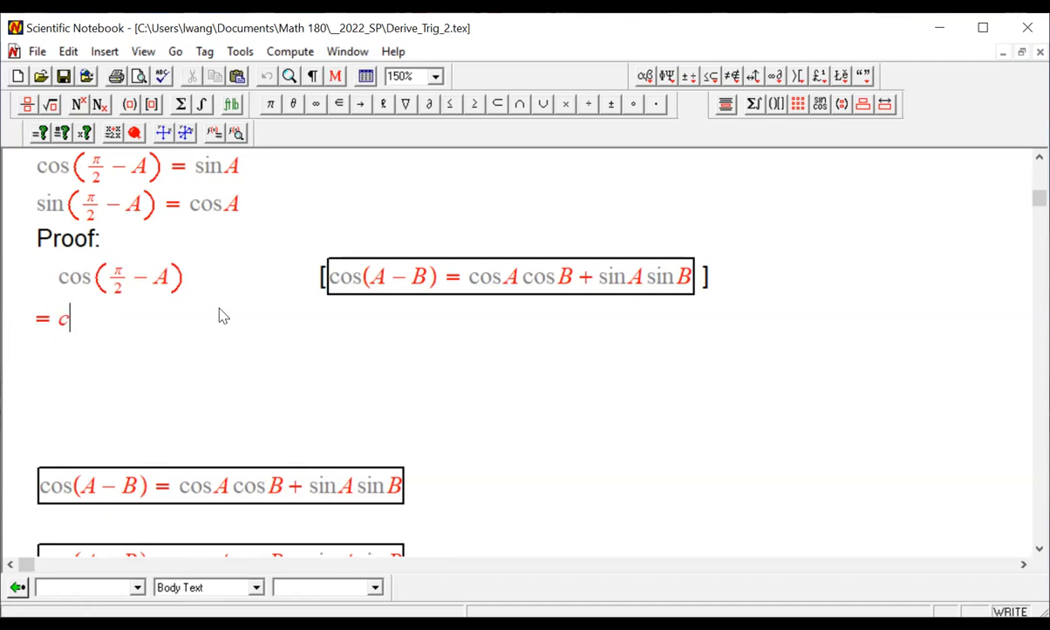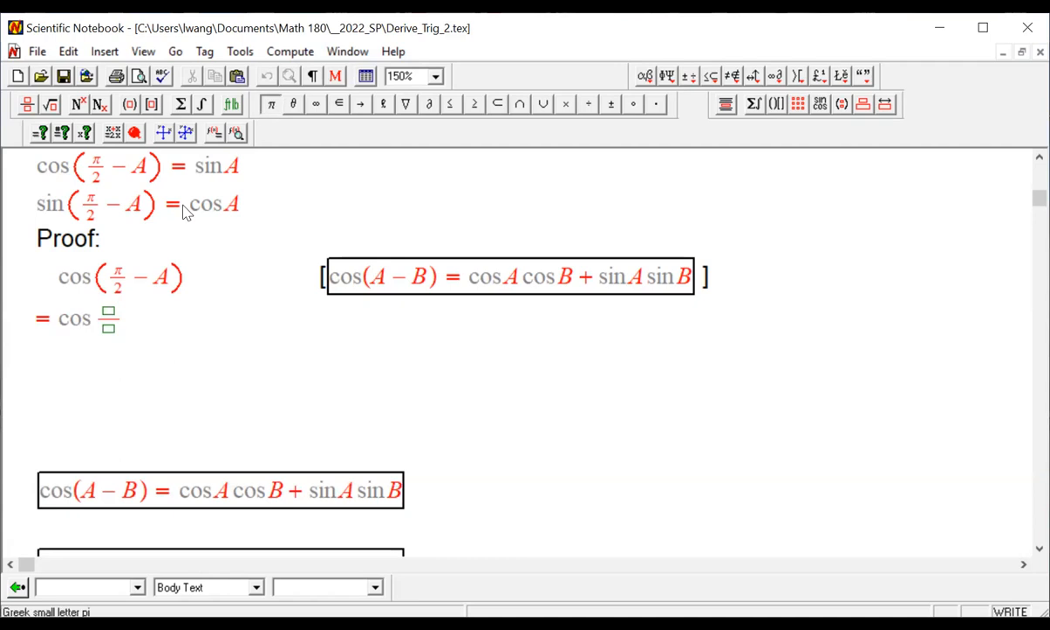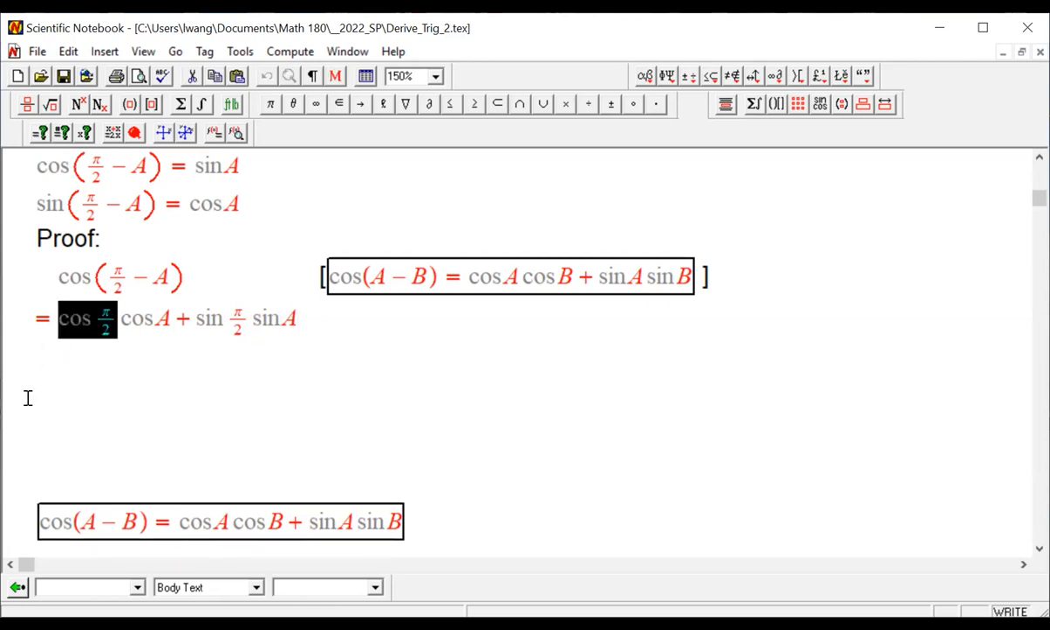Equals to, so cosine pi over 2, multiply cosine of a plus sine of pi over 2, multiply sine of a. Okay, we know that cosine pi over 2 is 0. So the first term becomes 0. So in the end, we have sine pi over 2.